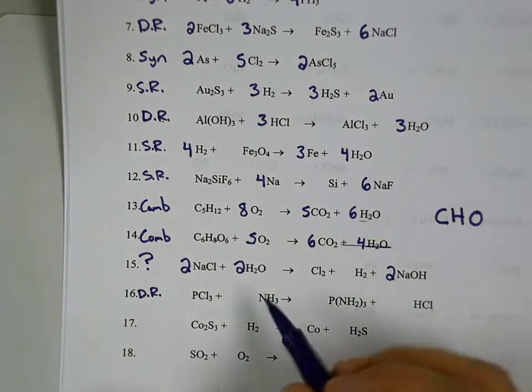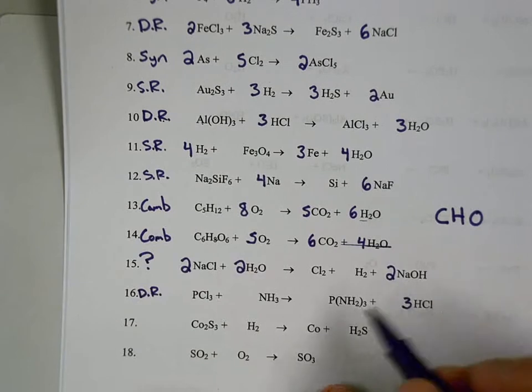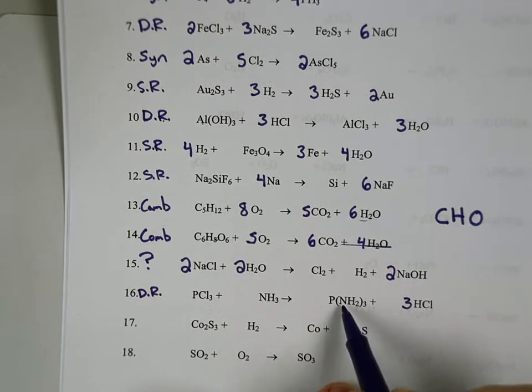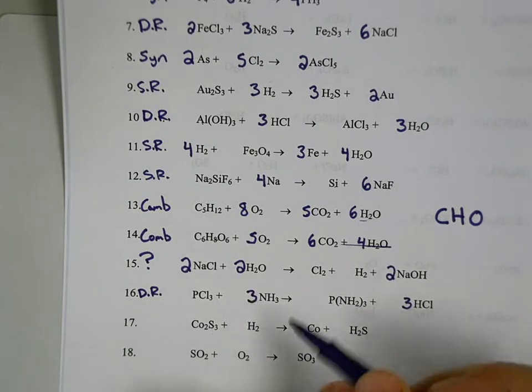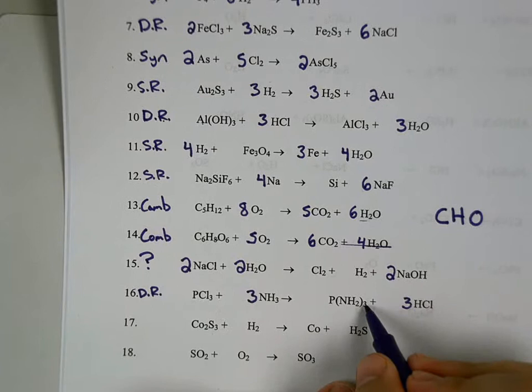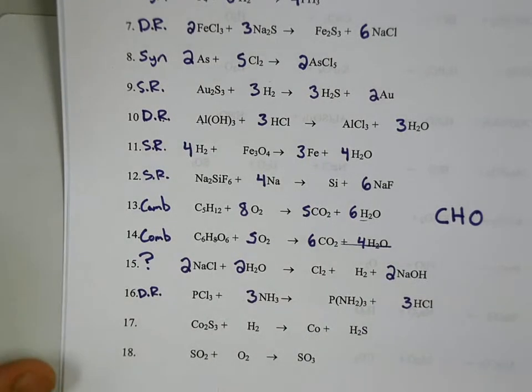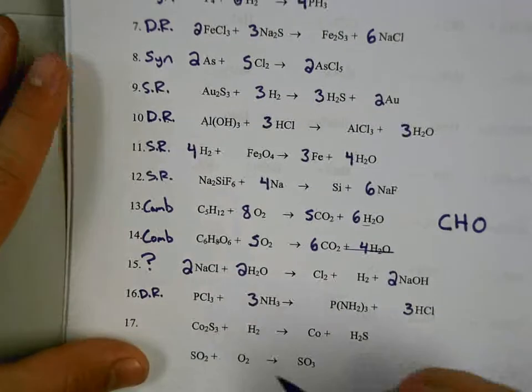1 phosphorus on the left, 1 phosphorus on the right, 3 chlorines on the left, we need 3 chlorines on the right, 1 nitrogen on the left, we have 3 nitrogens on the right. We now have 9 hydrogens on the left, and 3 times 2 is 6, plus another 3 is 9 hydrogens on the right.